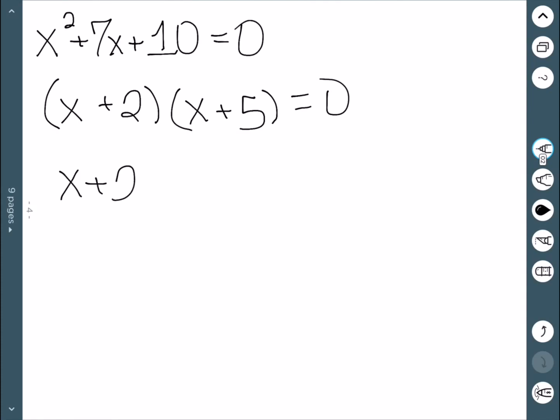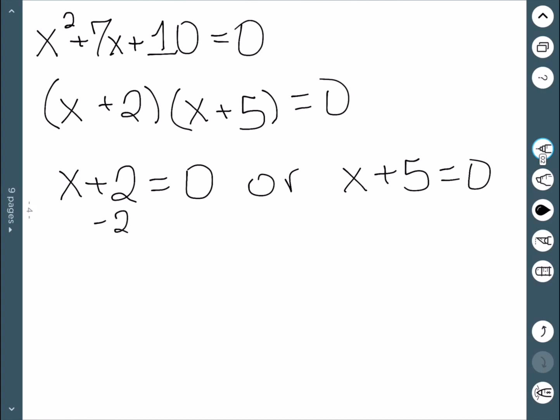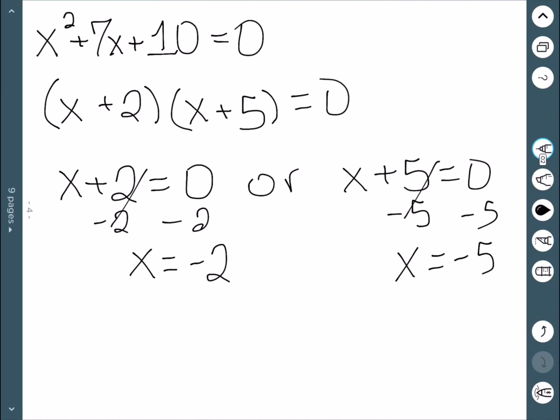The zero product property then tells me that either x plus 2 is equal to 0 or x plus 5 is equal to 0. I can subtract 2 to get a possible answer of x equal to negative 2. And then on the right equation, I can subtract 5 to get a possible answer of x equal to negative 5. Therefore, my solution set is negative 2, negative 5.